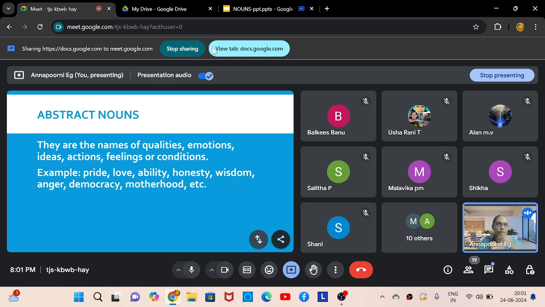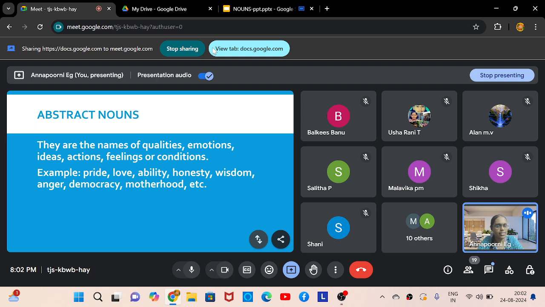So for example, kindness is a quality. To be kind with someone is a quality. Honesty, satyasandhata. Honesty is yet another quality. Similarly, sincerity. Again, it is a synonym for honesty. Sincerity is a quality. Okay? Wisdom is a quality. Then ability. Ability means the capacity to do something. That is a quality.